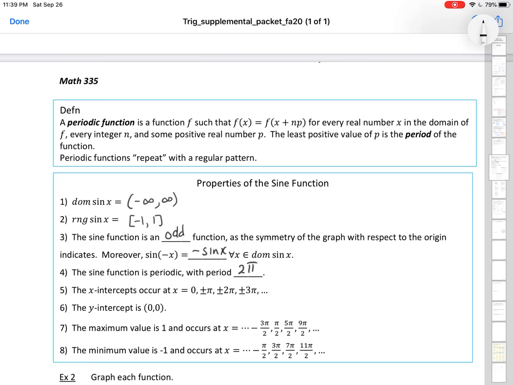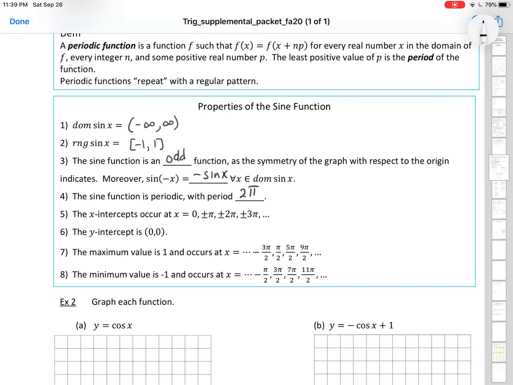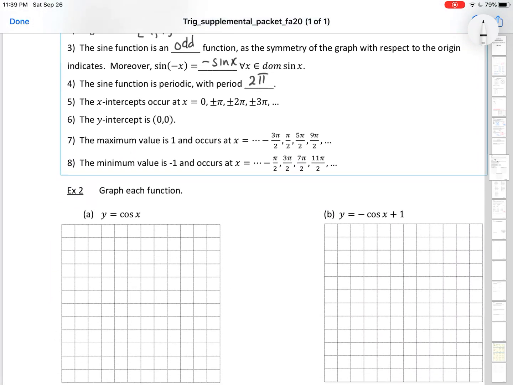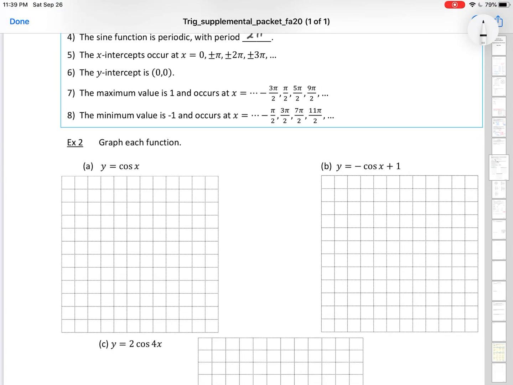And minimum value also occurs at these odd values of pi over 2, right, the alternating ones. And so just some observations. Now when we go to cosine, what do you know about cosine? You know the cosine of 0. What's the cosine of 0? The cosine of 0 is 1.